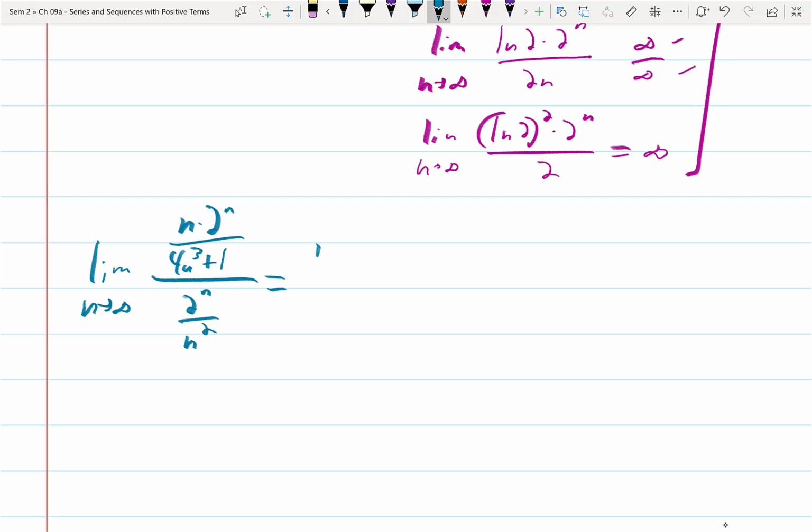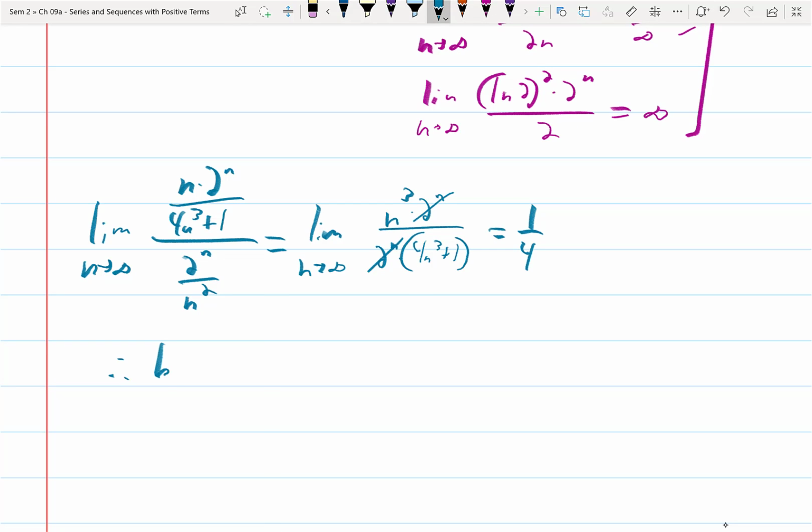It is 1/4. If I bring it all together, which is a good step if you're a little iffy about how this is playing out, I get n cubed times 2 to the n over 2 to the n times 4n cubed plus 1, and my 2 to the n's drop out. And my limit is just 1/4.